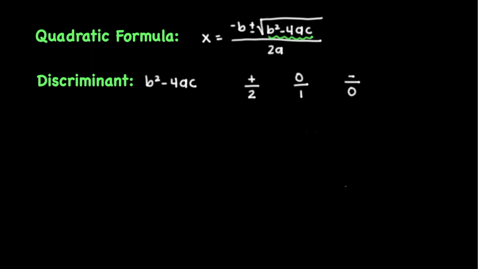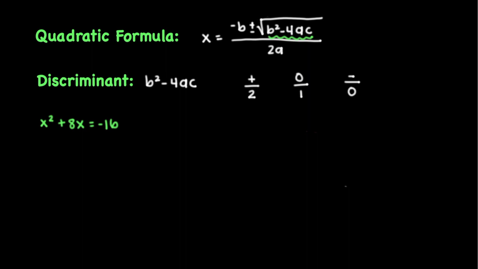Let's look at some examples of identifying how many solutions a given quadratic has. The first example is x squared plus 8x is equal to negative 16.